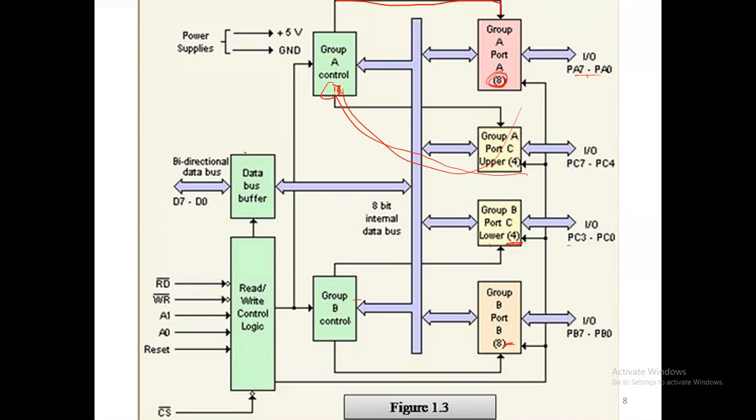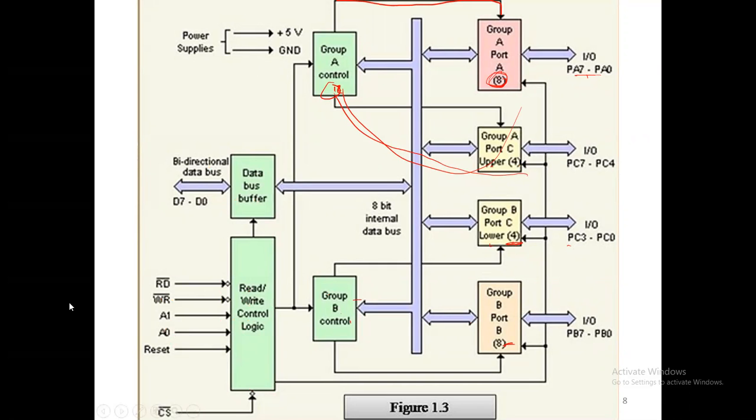Another is the data bus buffer. You know that our data lines are D0 to D7 and the data bus must be bidirectional. So this is the bidirectional data bus buffer. And this is the read-write control logic. These 6 are the chip select, reset, A1, A0, and read-write, and another 2 are VCC and ground. So this totals 40 pins, and this is your block diagram.